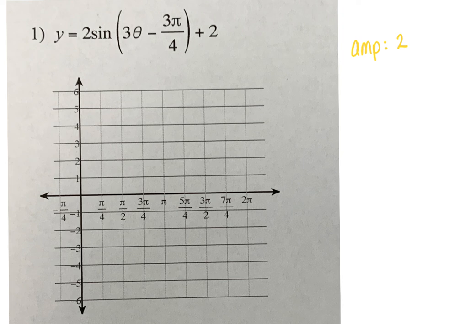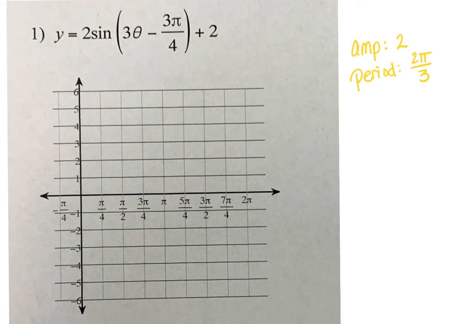How far away from your midline you're going to go. Okay? Period. Period is going to be 2 pi over B. So I have 2 pi over what? 1. Over 3. Period. That's a tiny little period, right? It's going to cycle very quickly.